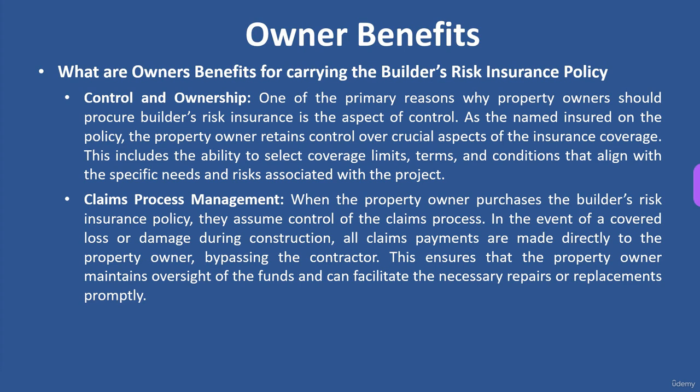Claims and process management. When the property owner purchases the builder's risk insurance, they assume control of the claims process. So, in the event of a covered loss or damage during construction, all claim payments are made directly to the property owner, bypassing the contractor. This ensures that the property owner maintains oversight of the funds and can facilitate necessary repairs and replacements promptly. So basically what this is saying is if you carry it, you get to control it. Not only the amount of coverage, but also what happens when you have to file a claim.